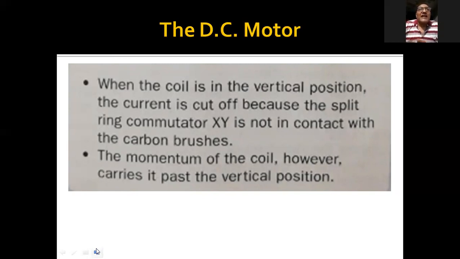The momentum of the coil, however, carries it past the vertical position. Momentum is due to the inertia, you can say. In your course, you will say due to the inertia or momentum. Momentum is basically the product of the mass and the velocity of a body. So due to the momentum, the body will continue moving. Due to inertia, the body will continue moving. So there were no forces acting, but due to the momentum, the coil will continue rotating beyond the vertical position.